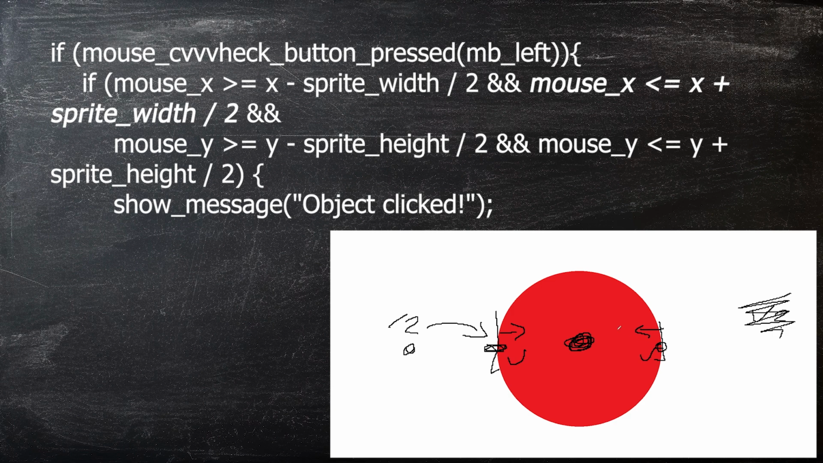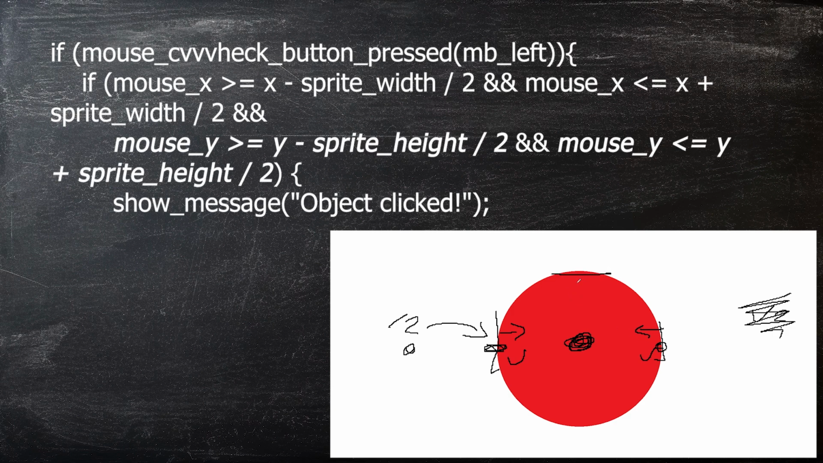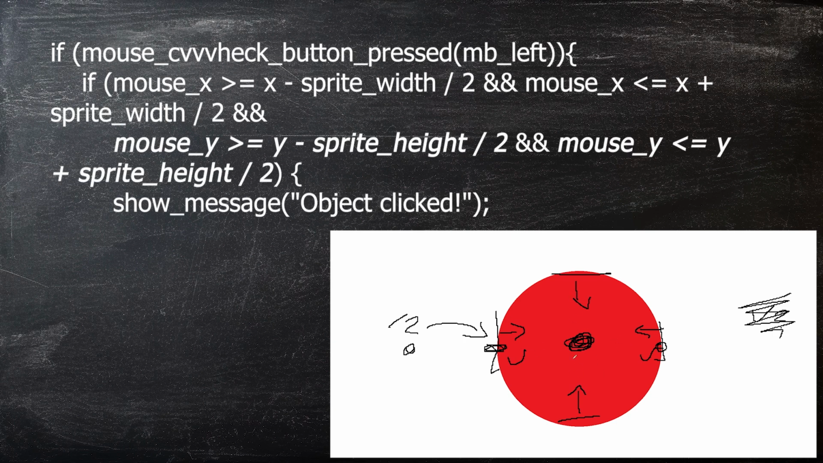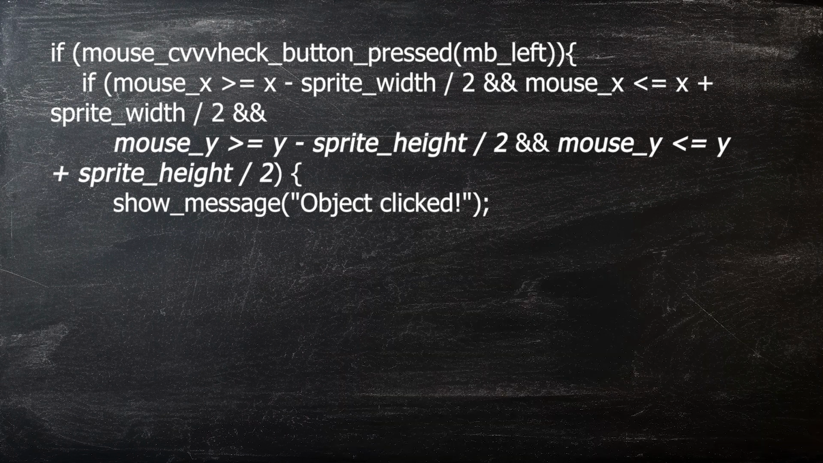Next, we do the same thing with the Y values, except we replace sprite_width with sprite_height and x with y. So it would now have to be between these two and between these two to be considered a click of the button. After that, the code should work. Let's check it out.